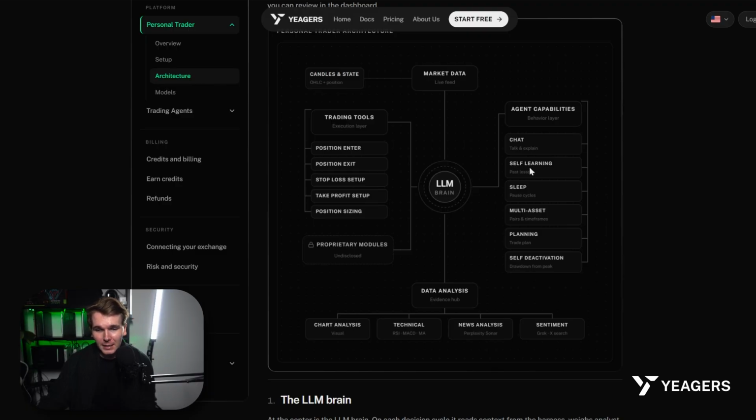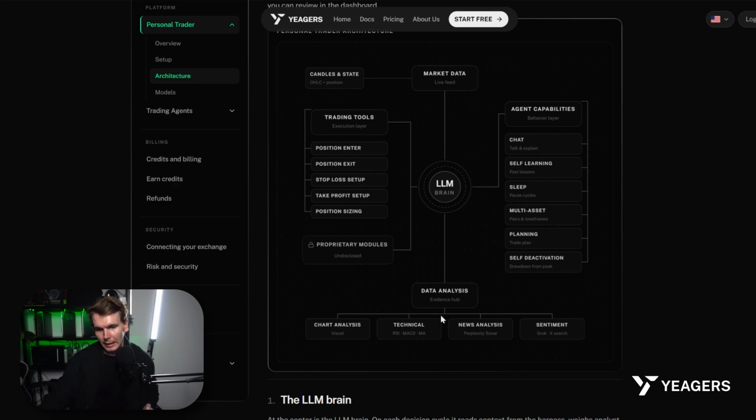But basically, in capabilities, it can talk to you in a chat. It can self-learn, it can sleep, it can trade many different assets, it can plan ahead, it can self-deactivate. And it has access to tools, such as entering a position and exiting a position. When I say position, I mean trade. It can set stop losses, set take profits, and do position sizing, meaning it can add to an existing trade and subtract from an existing trade. For example, at first it opened the trade with 100 USDT, it made a little bit of profit, and then it takes half of the profit and continues managing the open position.